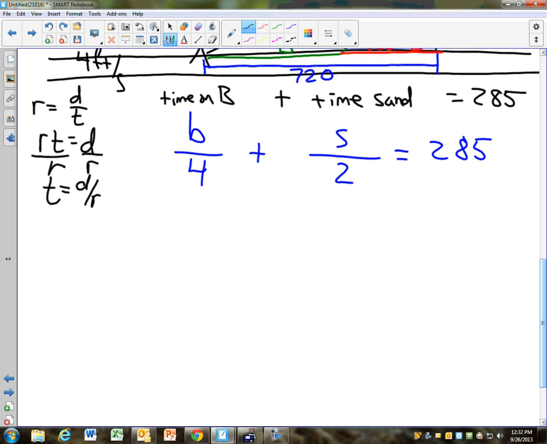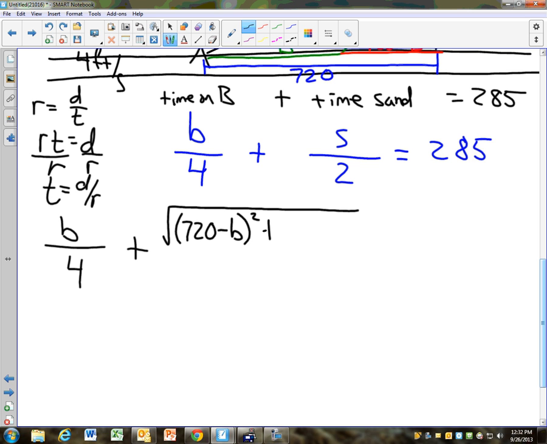So, let's write our new equation. We have b over 4 plus, and instead of s, the square root of 720 minus b, quantity squared, plus 210 squared, all over 2 is equal to 285. Are you okay with that? Caitlin says no.